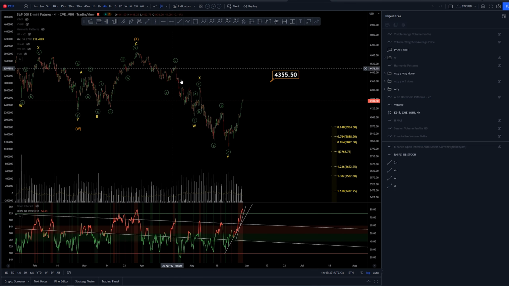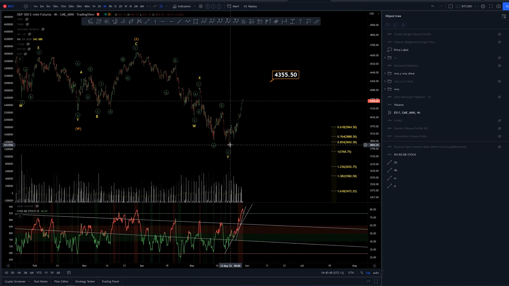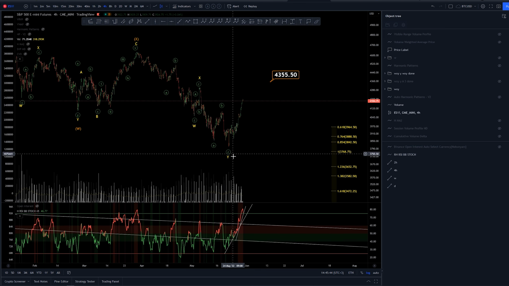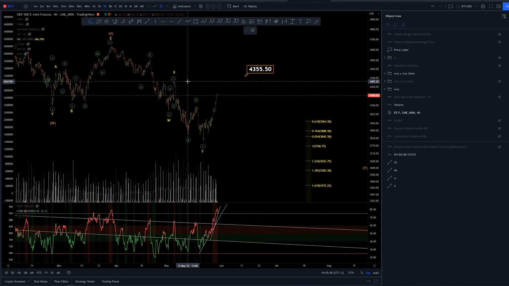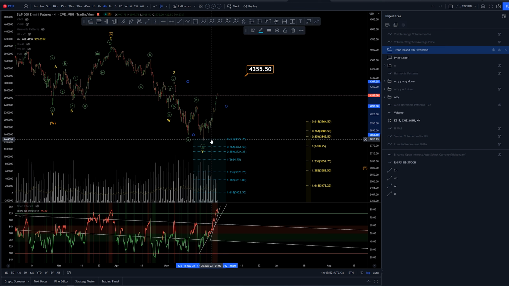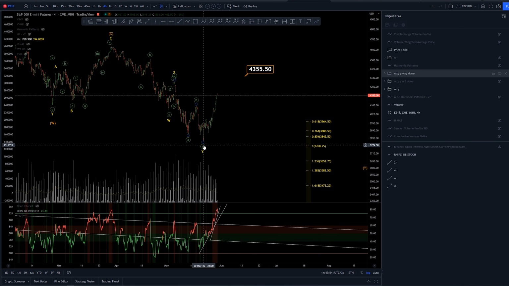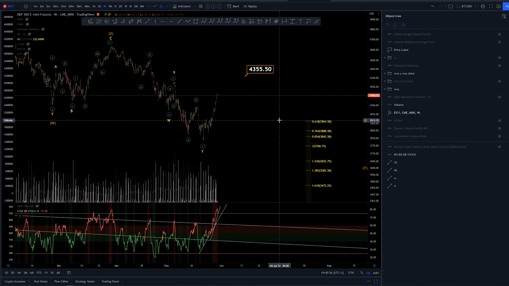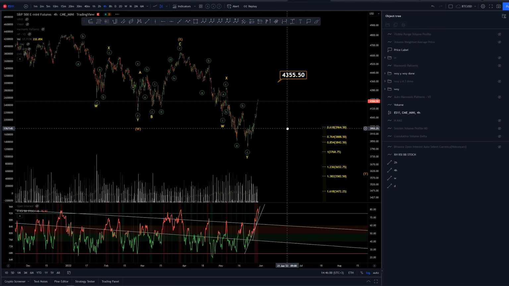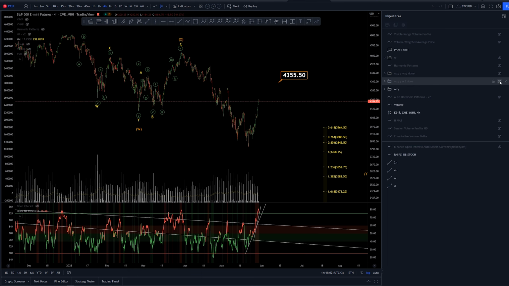This one is saying that we could have ended something here. ABC into W, ABC into X, and another ABC down to Y. This is again very good looking structure. There's nothing wrong with it. We get to the minimum extension here for the C wave of this Y. After that we are getting some major pumpage. We'll see how long that lasts.